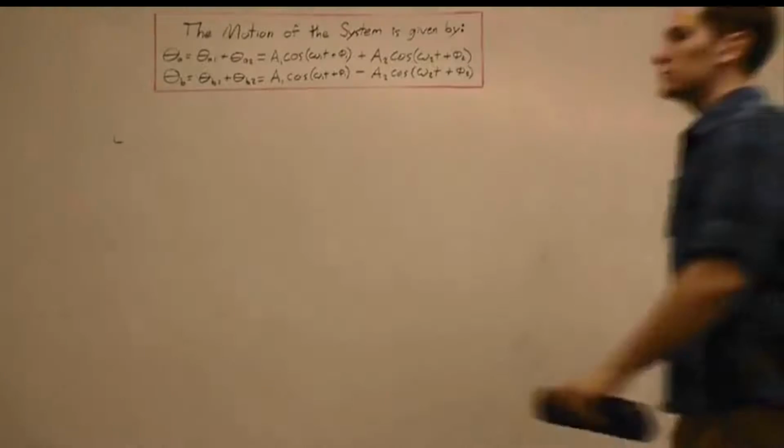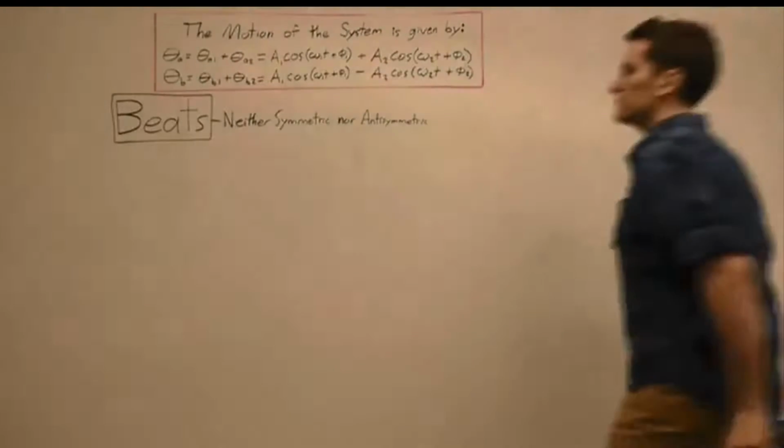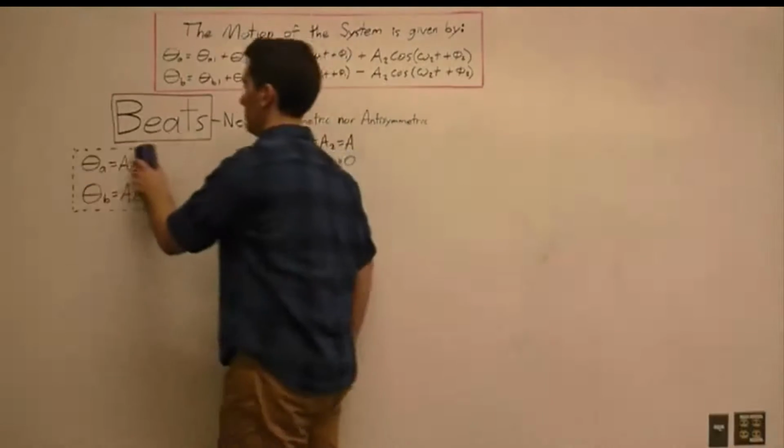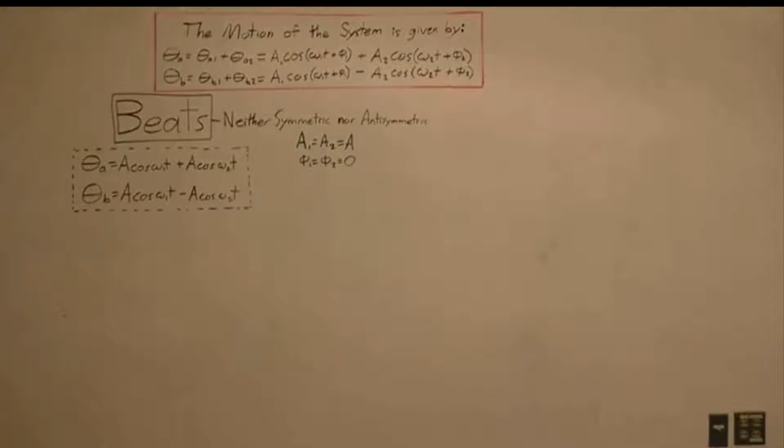We're next going to talk about the very exciting and unique case of beats, which are neither symmetric nor antisymmetric, and have initial conditions that capital A1 and capital A2 are identical, and phi 1 and phi 2 are equal to 0. Thus, the equations of motion for the system become phi A and phi B listed here.